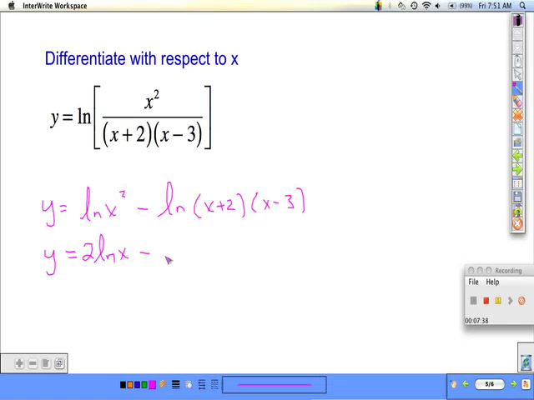minus natural log of x plus 2, plus natural log of x minus 3. Now we differentiate.